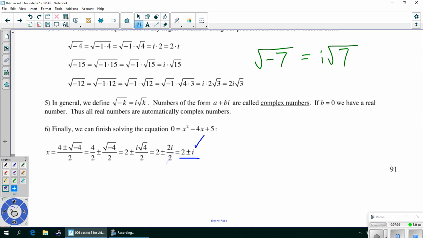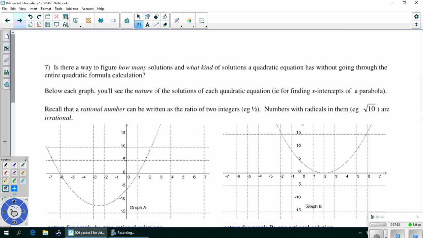It is not a surprise that we didn't see x-intercepts, because you're not going to see 2 plus i when you graph anything, because the graphing that we do is all in the real numbers. And so any imaginary number that pops out here is not going to appear as an x-intercept.